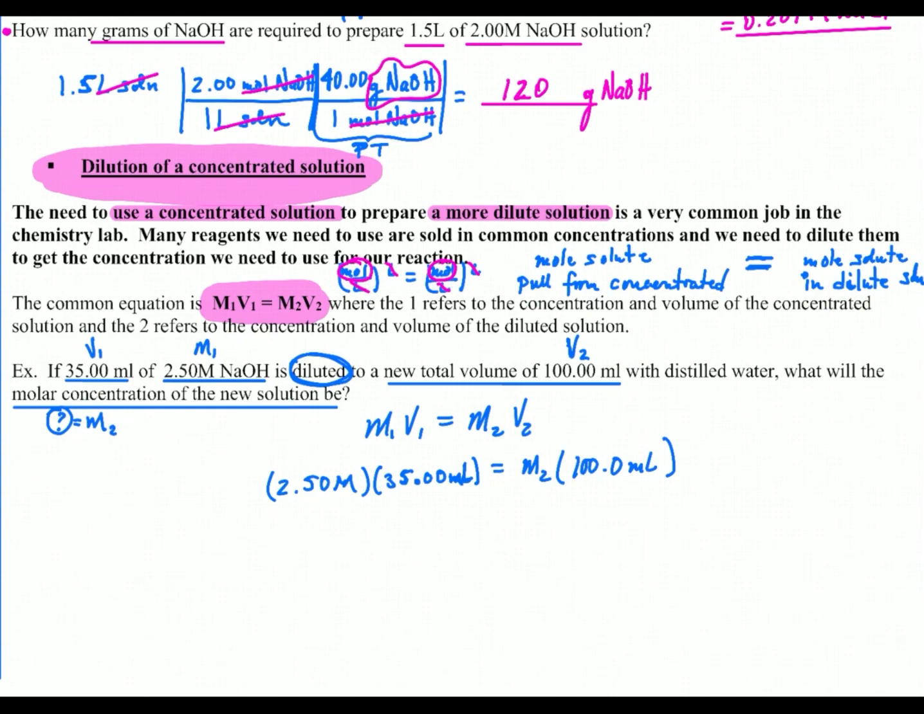Now, if you plug and chug through that, you're going to get M2 equal to 0.875. And it's 3 sig figs again, because if you look at all of your numbers, the 2.50 is only 3 sig figs. So that's what's limiting the sig figs in your answer to 3.